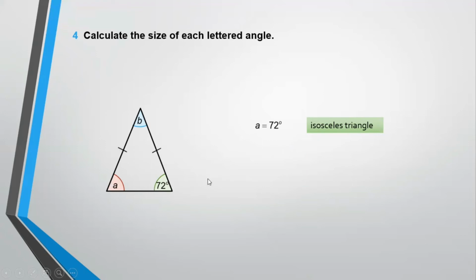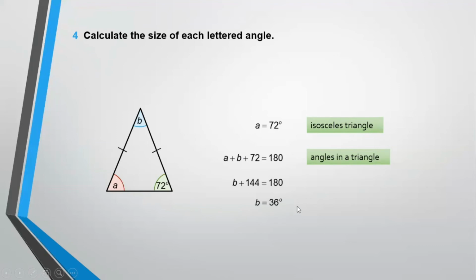Now, since we now know two angles, by angle sum property of a triangle, we know that A plus B plus 72 will add up to 180. So now let us substitute the value of A, which we got as 72. So that is how we get 72 plus 72, which was 144. And B is equal to 180 minus 144, which is 36 degrees.